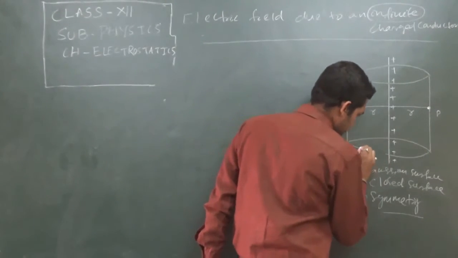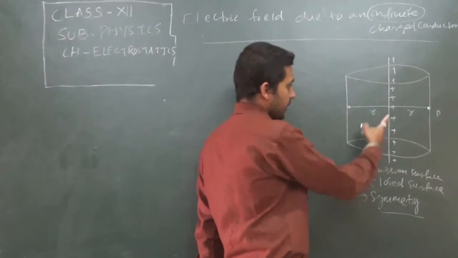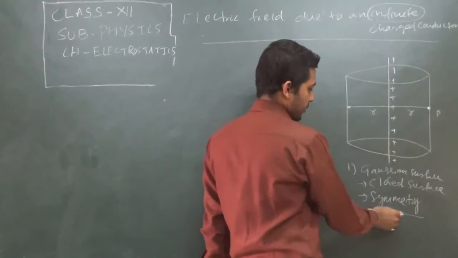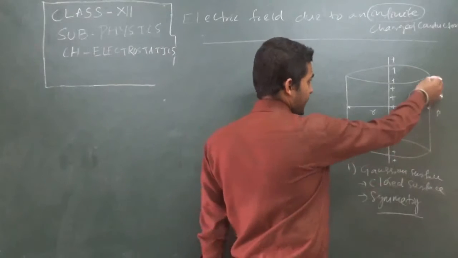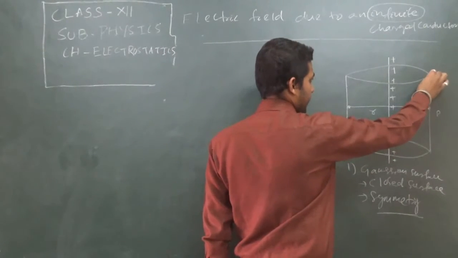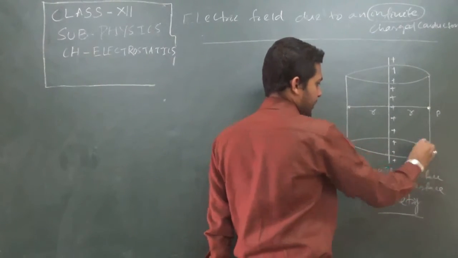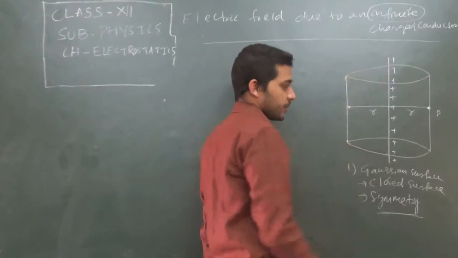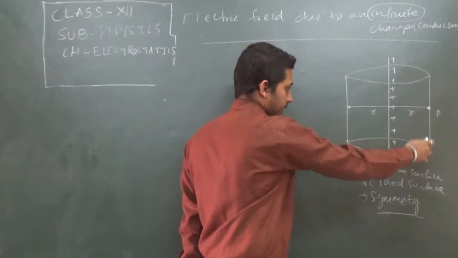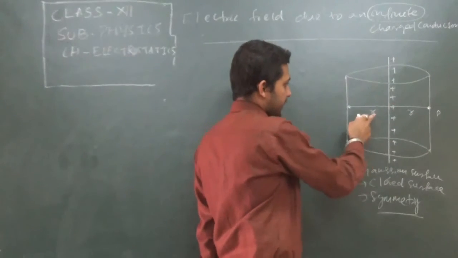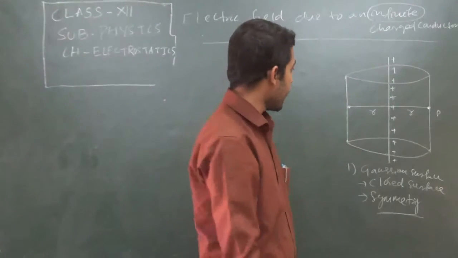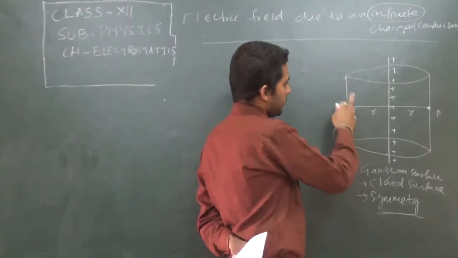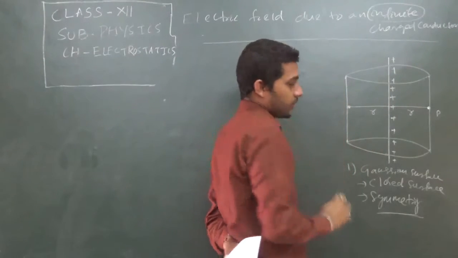Particularly the first one, it satisfied that it is representing a closed surface and it is also symmetric. Symmetry means the value of electric field here must be the same as here. Also the electric field which has a value here must be equal to here. So at every point at a distance of r from the conducting body, there must be an equal amount of electric field.